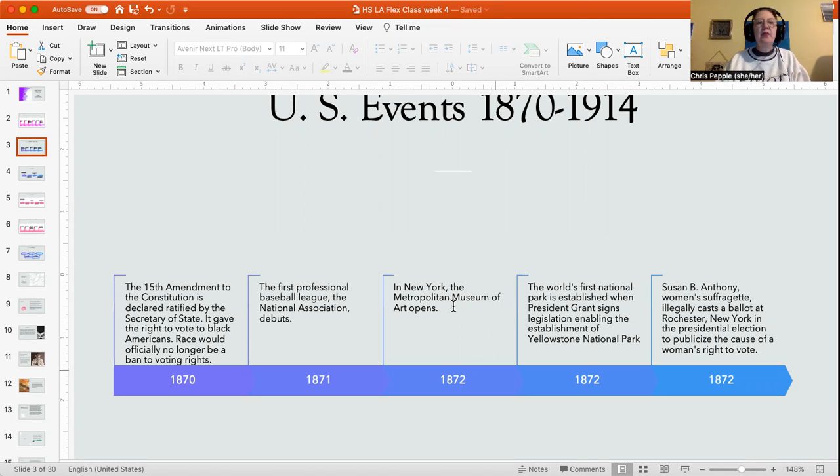We have 1871, the first professional baseball league, the National Association, debuts. So we've got a lot of cultural change going on in the United States. The Metropolitan Museum of Art opens in 1872. Also in 1872, Yellowstone National Park is started. And Susan B. Anthony casts an illegal ballot, purposely, of course, to prove that women still don't have the right to vote. So this starts the women's suffrage movement.